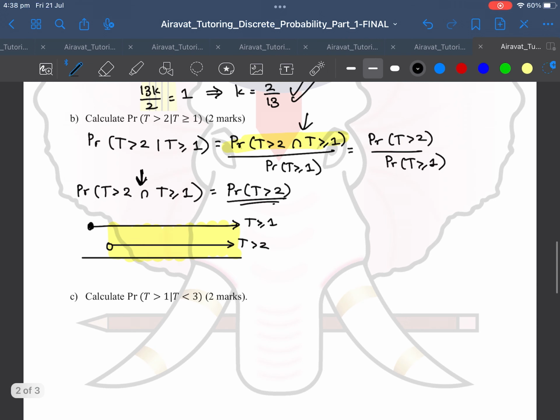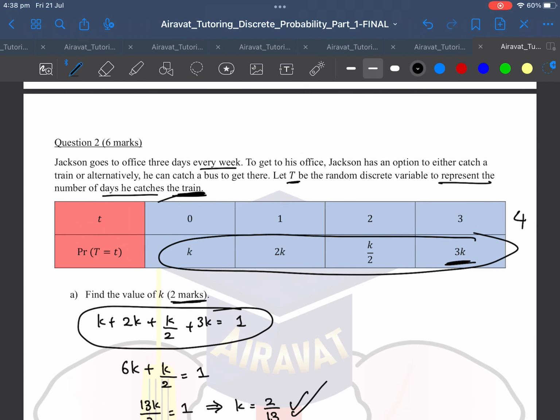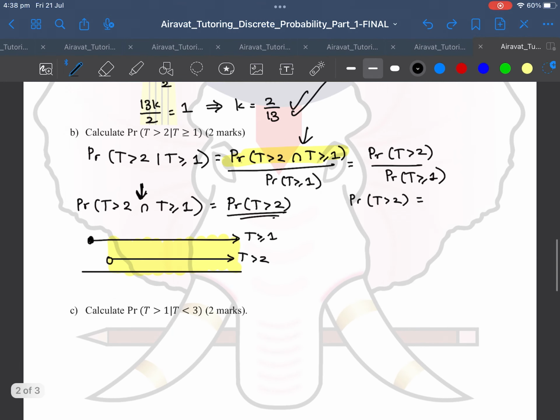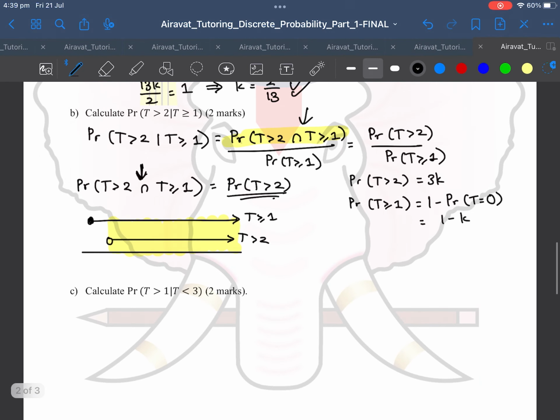Okay, now let's try to find the probabilities of this individually. So probability of t greater than 2 is just simply going to be 3k. Well, because t greater than 2, we only have 3 over here that is greater than 2, so it's just going to be 3k. Say if there was a 4 here, then add up that probability as well, but since there is no 4 and only 3, it's just going to be 3k. And probability of t greater than or equals to 1 can also be written as 1 minus probability of t equals to 0, as discussed earlier, which would be 1 minus k, right? 1 minus k. And let's divide these two now.